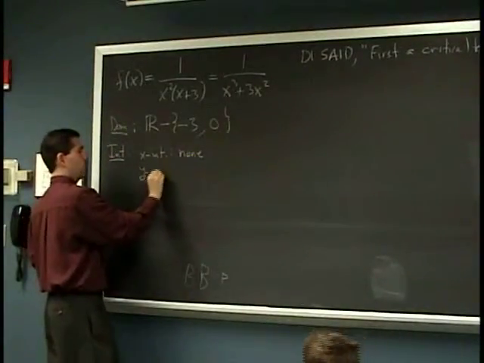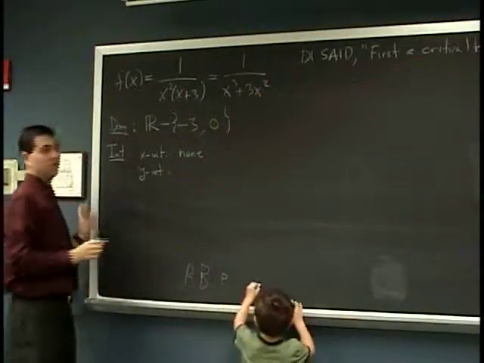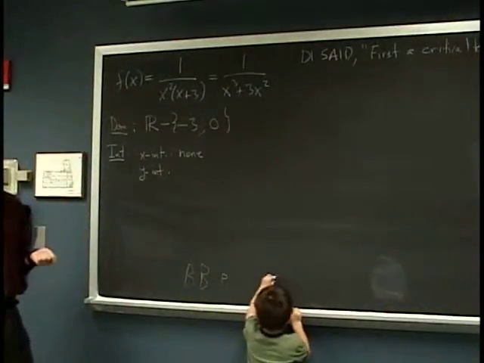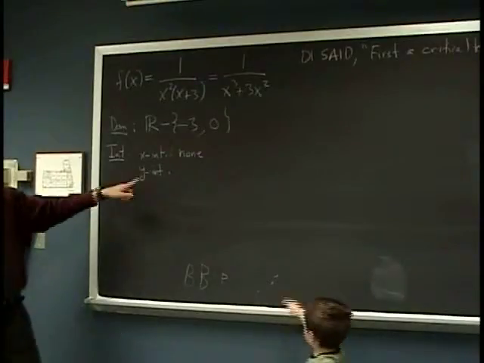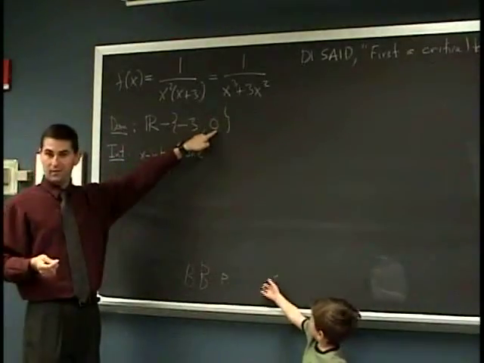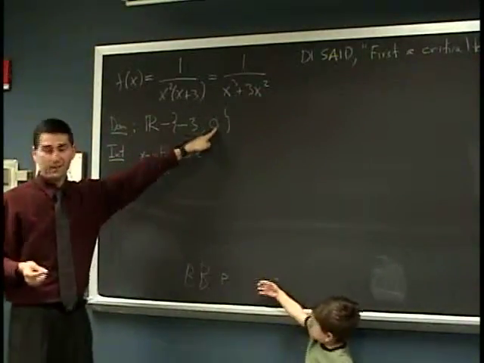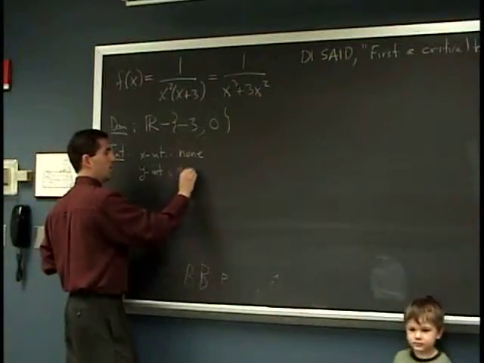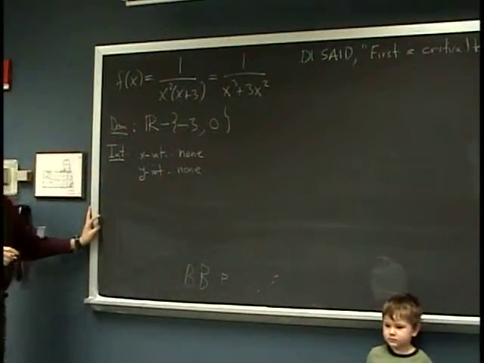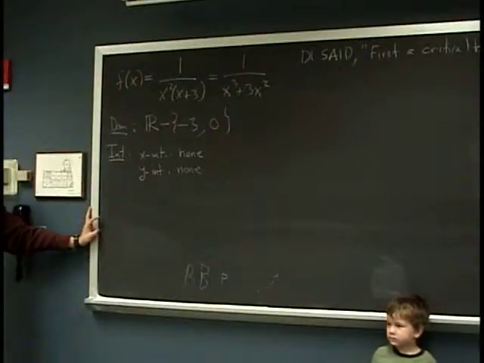What about the y-intercept? The y-intercept is when we let x equal 0. But we're not allowed to let x equal 0, because 0 is not in the domain. So there's no y-intercept either. Interesting. We get no x or y-intercepts.